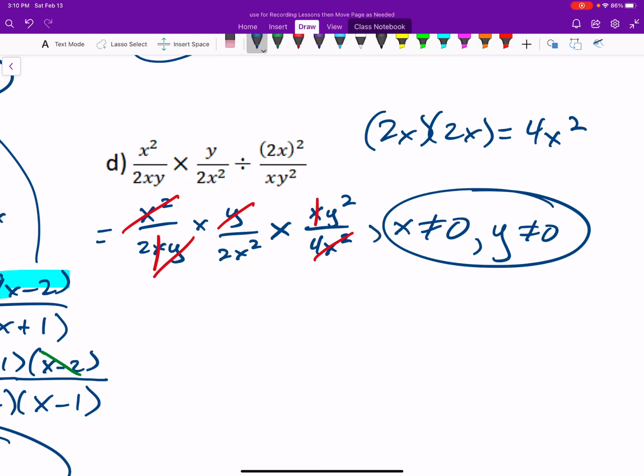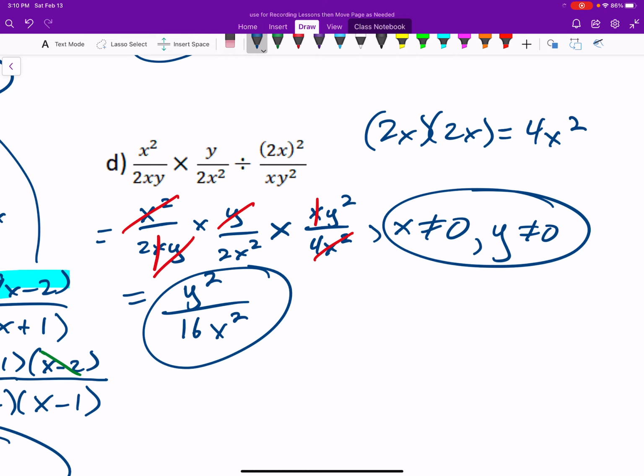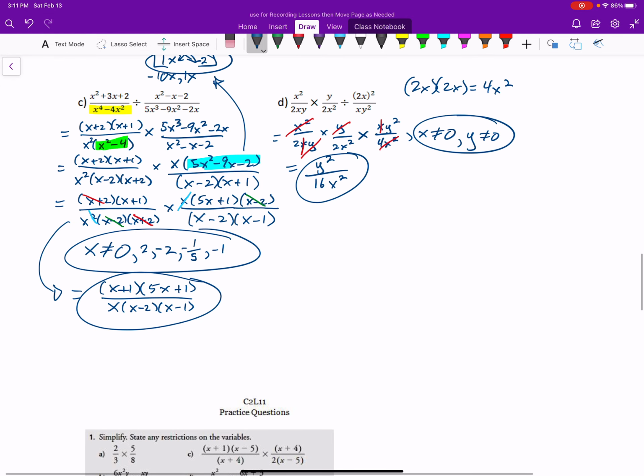There's no numbers on the top. So I've got 1 times y squared on the top. I've got 2 times 2x squared times 4 on the bottom, which gives me 16x squared. And that is as far as we can reduce that. So that is the last example.